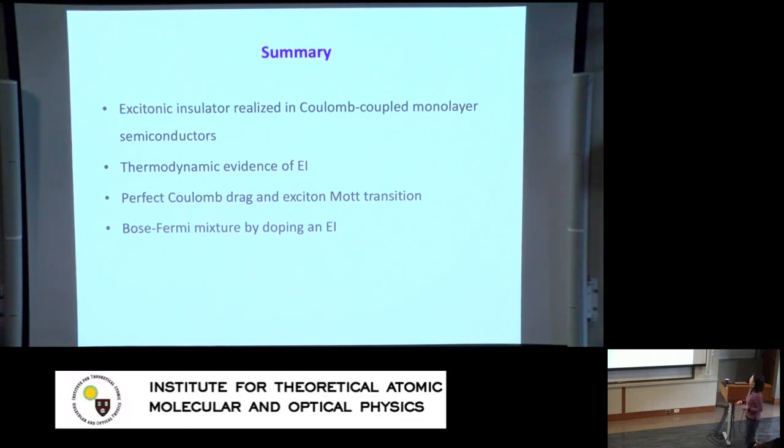Okay, so I hope I showed you that we have thermodynamic measurement and also transport measurement to show that there's an excitonic insulating phase. And we have done studies on doping the excitonic insulator, and this is a Bose-Fermi mixture. If you're interested, we can chat a little bit more about this. We don't have experimental evidence for superfluidity yet, but we have an idea how to pursue this. And I plan to tell you a little bit about the bosonic lattice model.